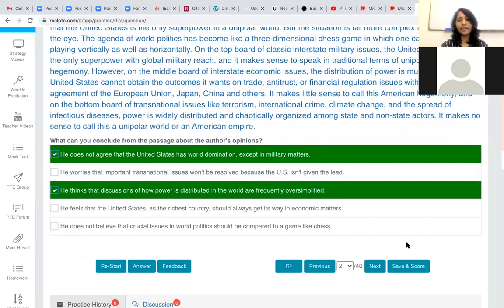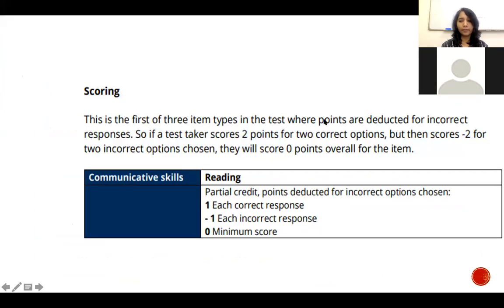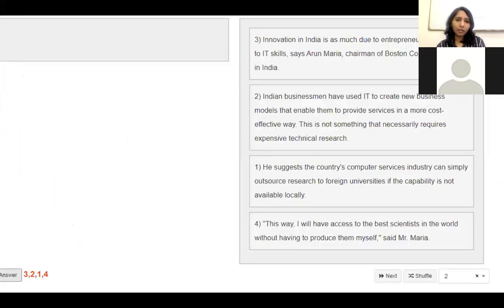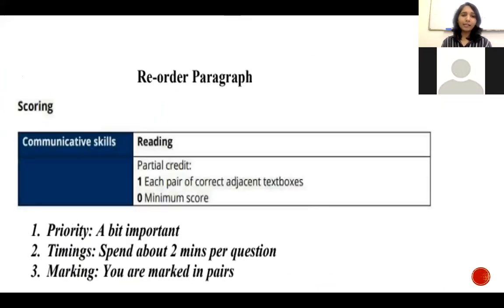So let's look at the next important question types in our reading. Even though multiple choice questions give you points, they are not your important question types. They're the least of your problems. Your important question types are both your fill in the blanks and your reorder paragraph. So let's look at reorder paragraph before we start.